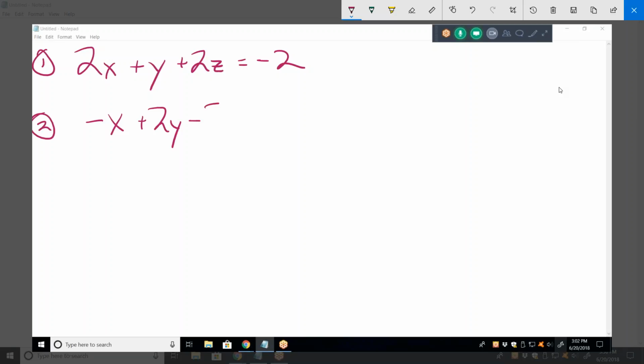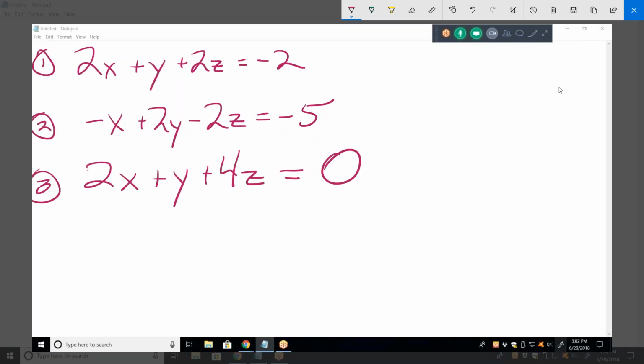Yep. Okay. So it is 2x plus y plus 2z equals negative 2. Then there's negative x plus 2y minus 2z equals negative 5. Then it's 2x plus y plus 4z equals 0.